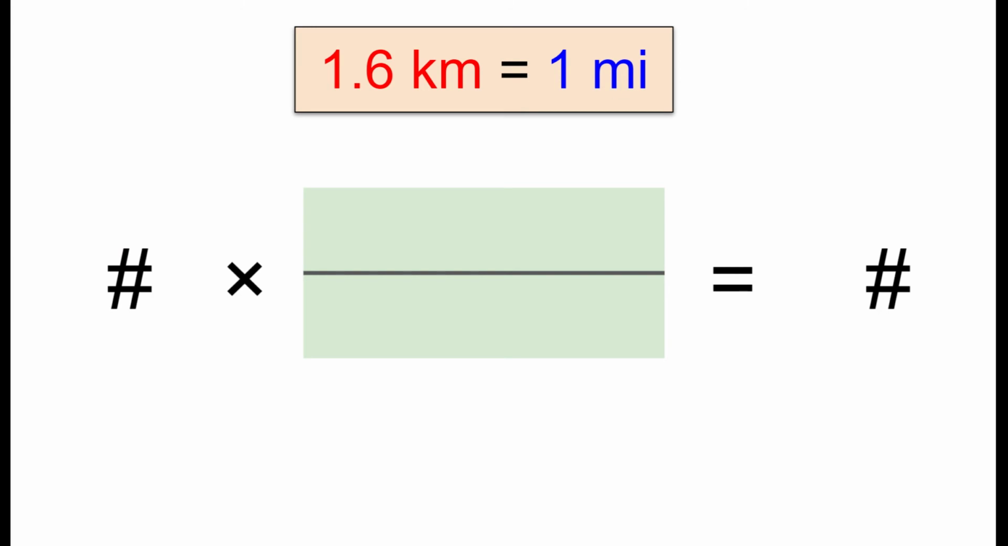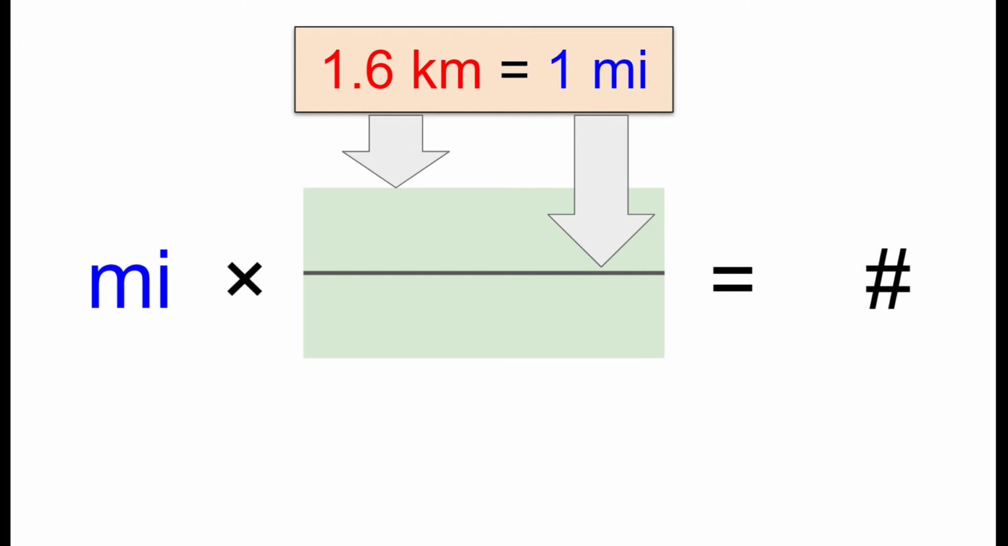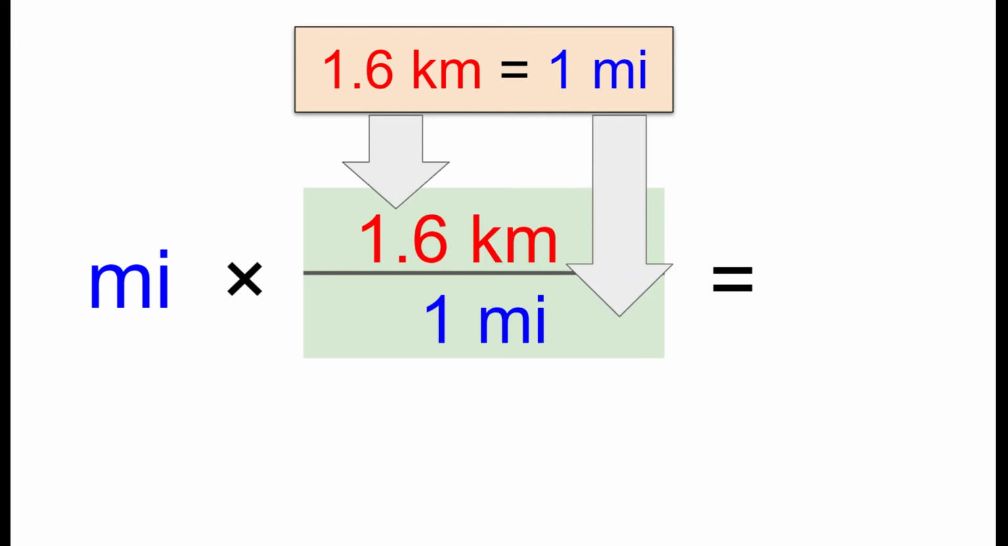It matters which amount from the equality goes on top of the fraction and which amount goes on the bottom of the fraction. Examine the unit at the start of a problem. You need to put the same unit in the denominator of the fraction. If miles is your starting unit, like here, you need to write 1 mi from the conversion factor in the denominator. The other side of the equality, 1.6 km, goes in the numerator. It's extremely important to match the units in this way. Because the fraction is written in this way, your final answer will be in kilometers.